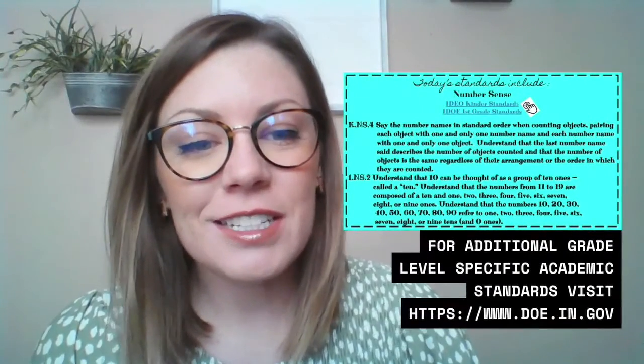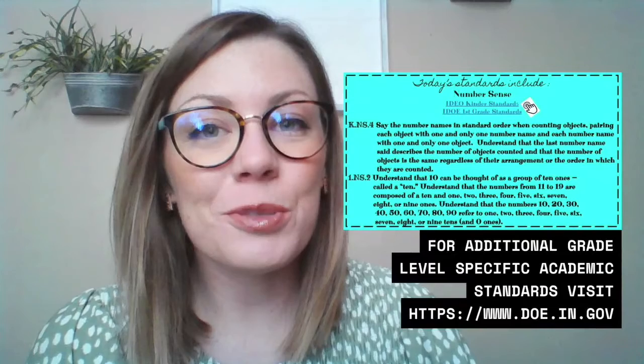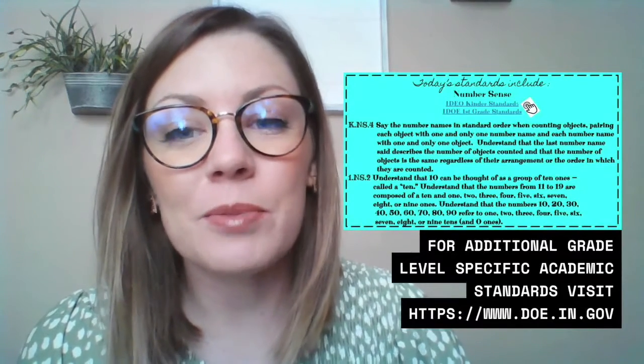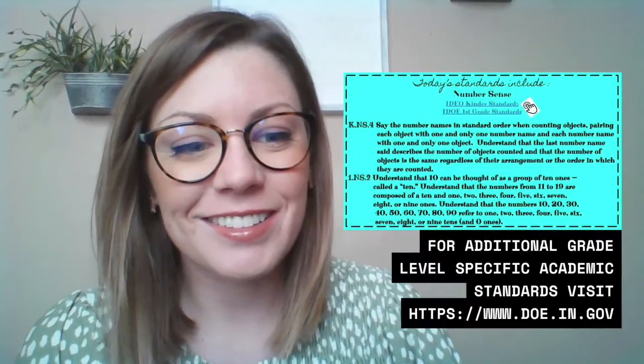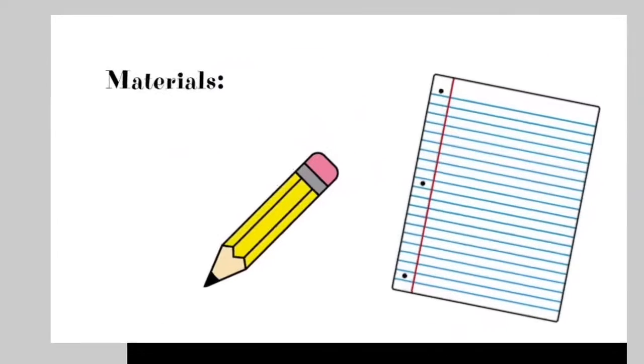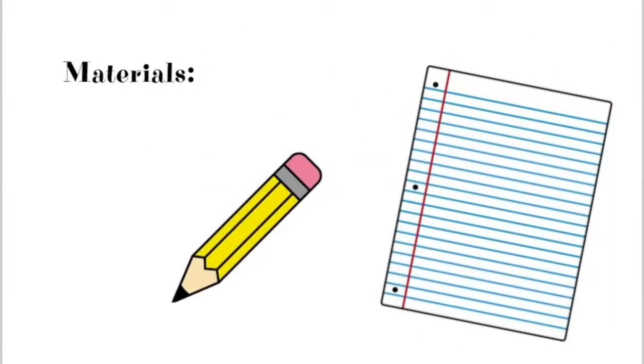If you're interested in any additional grade level specific academic standards, you can visit the IDOE website that's listed right here. And before we start, whenever you see this symbol, that will mean that your learner will need these materials.